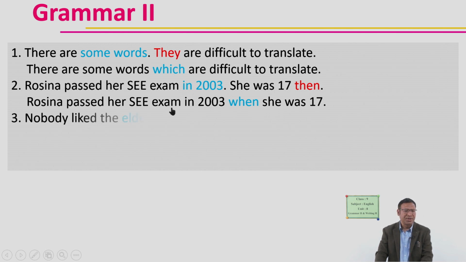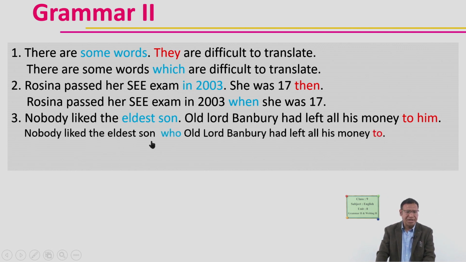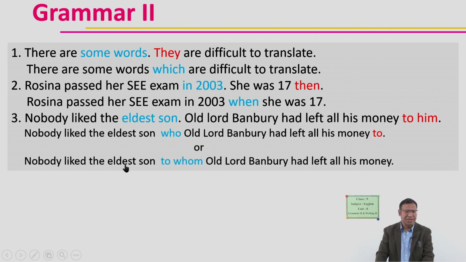Similarly, nobody liked the eldest son. Old Lord Banbury had left all his money to him. When you see the structure to him, that means we have to use whom or who to. Can you try? You can say, nobody liked the eldest son who old Lord Banbury had left all his money to. Or you can say, nobody liked the eldest son to whom old Lord Banbury had left all his money. So this is all of the relative clause.